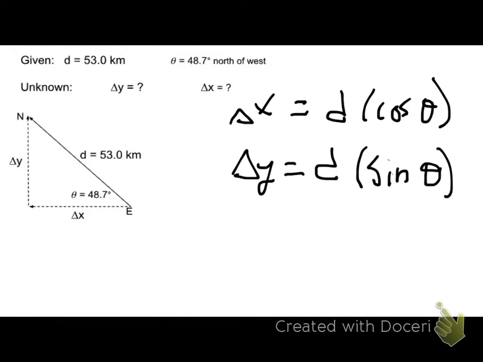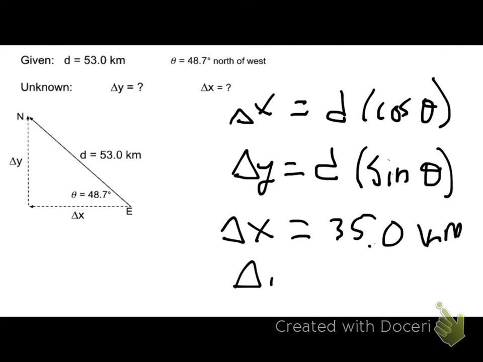Real quick before you leave, the numbers that you should have come up with should be that delta x should be 35.0 kilometers and delta y should be 39.8 kilometers. Yes.